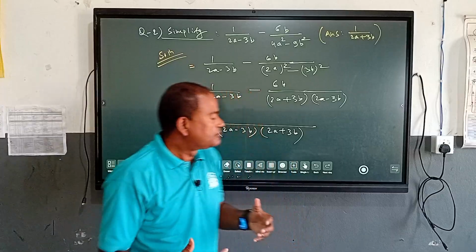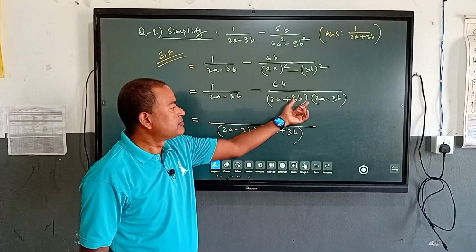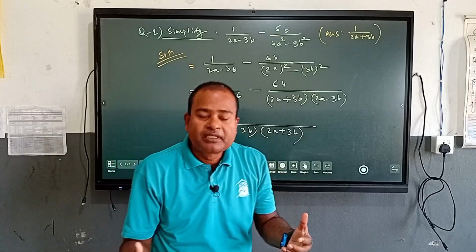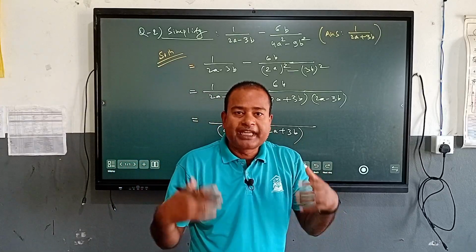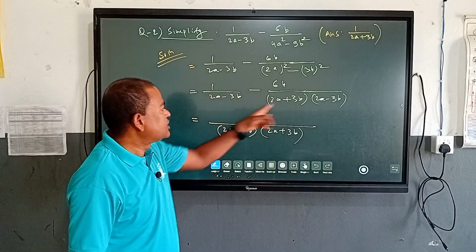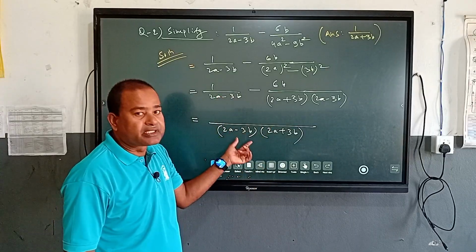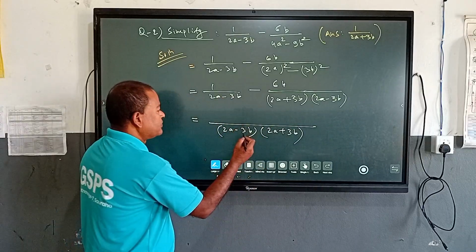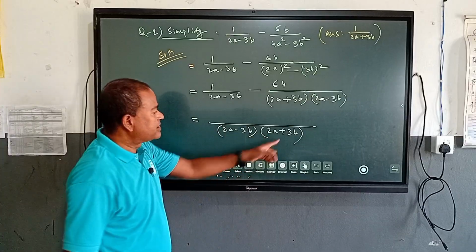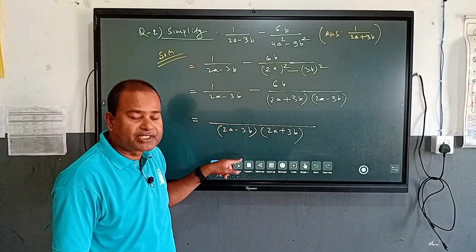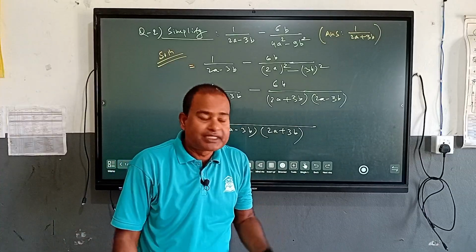Dear students, now after taking the LCM of denominators, we have to divide the LCM by each denominator. That means we divide the LCM by the first denominator. So when we divide 2a minus 3b times 2a plus 3b by 2a minus 3b, the 2a minus 3b and 2a minus 3b are the same, so they will cancel.